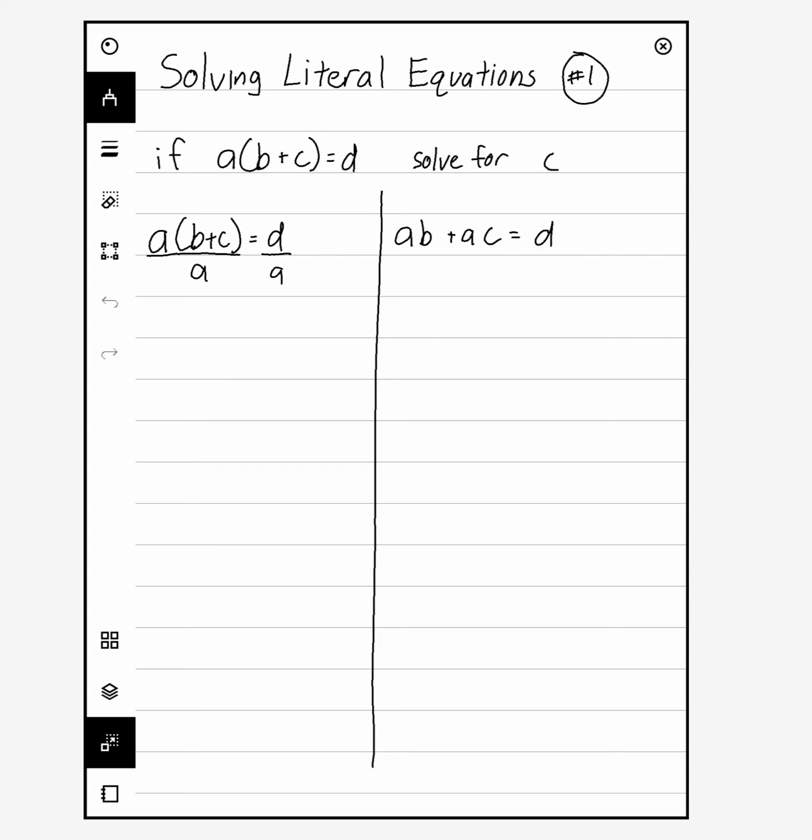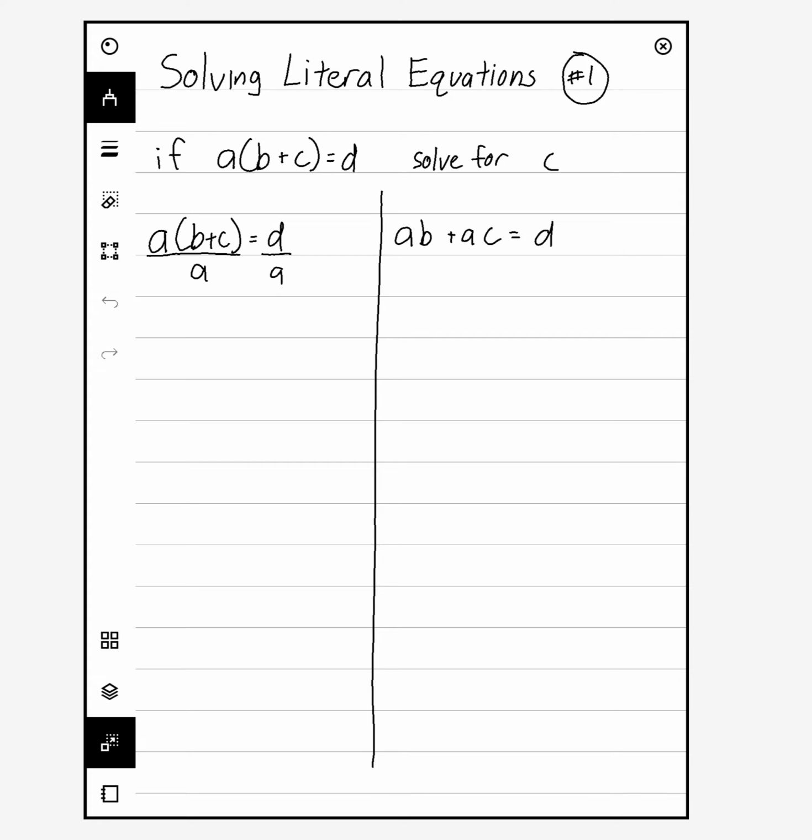Literal equations. All right, so an example of a literal equation is A times B plus C is equal to D. Solve for C. Okay, so there are two ways that you could solve for this.